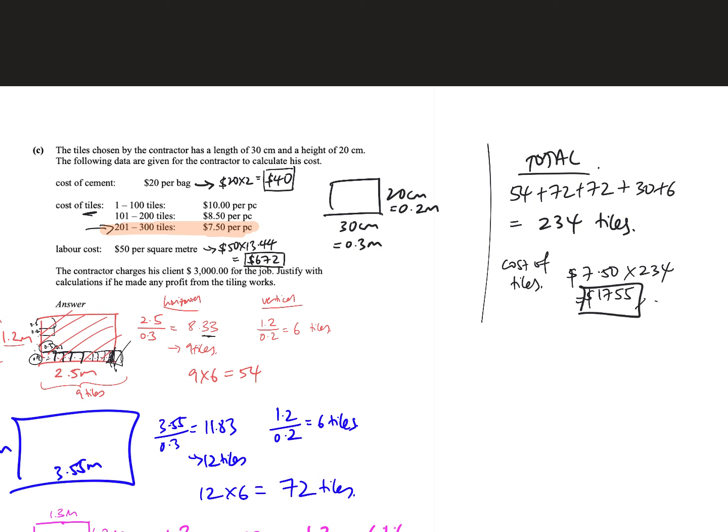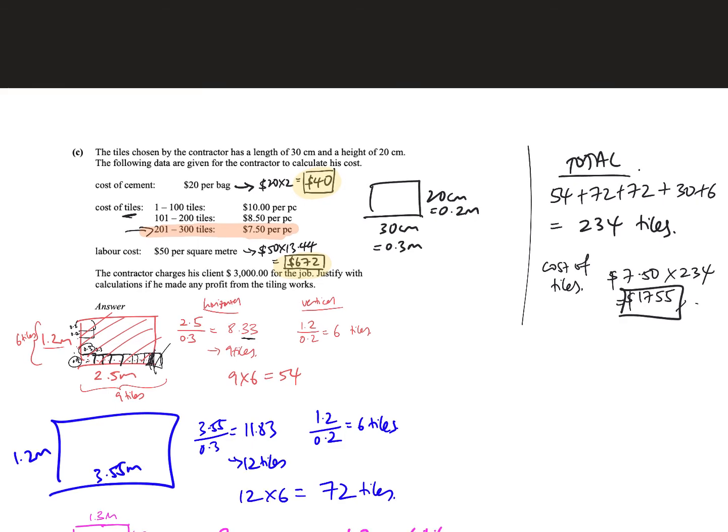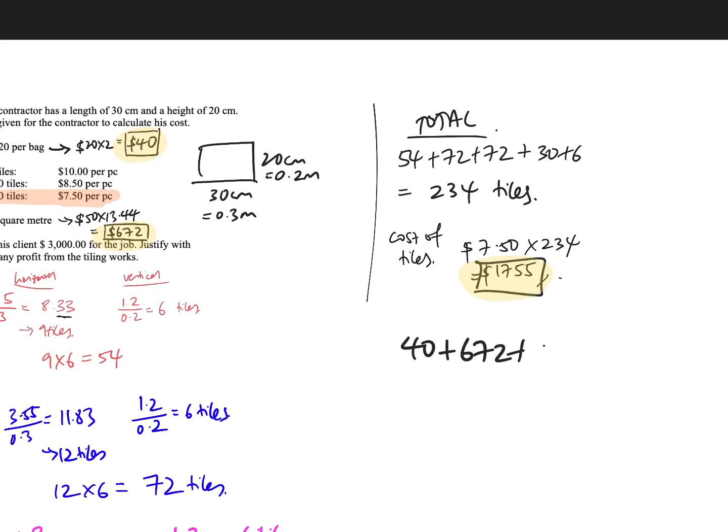Okay, now let's see how much is the total cost. We have over here $40 from the cement, $672 from the labor cost, and now we have $1,755 from the tiles. And that's it. We've covered all three sources of the cost, and let's add them up. So total cost 40 plus 672 plus 1,755, and this gives me $2,467.